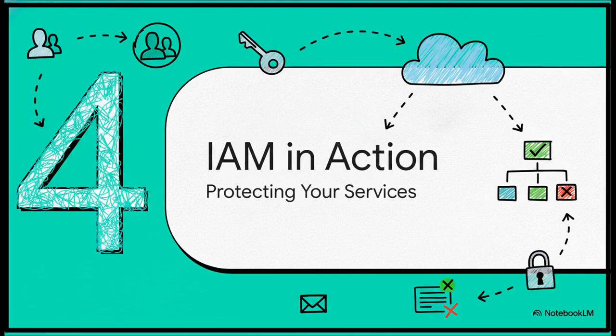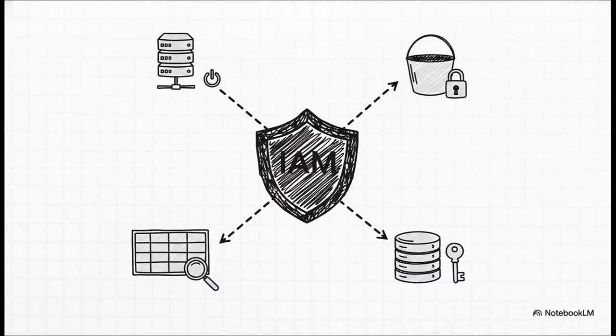We've covered the theory, right? Identities, credentials, policies. Now, let's bring it all together and see how IAM really acts as the security guard for the actual AWS services that you and I use every single day. Just think about your core infrastructure for a second. Who can start or stop your EC2 virtual servers? Who can read or maybe even delete the files in your S3 storage buckets? With IAM, you control all of it. You can get so granular, you can control permissions for a single item in a DynamoDB database table.